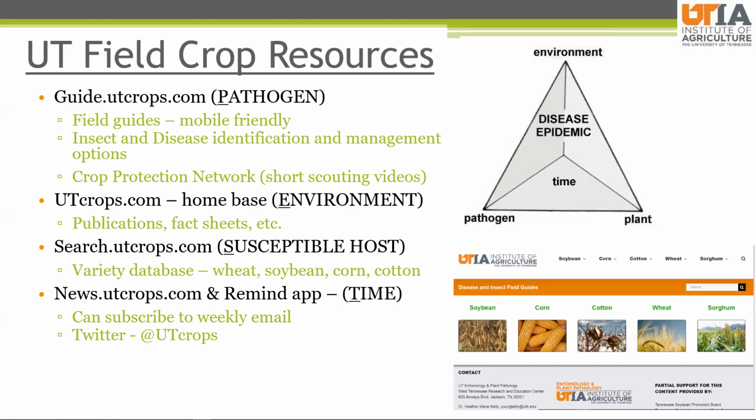And then also our variety database, search.utcrops.com. Still use your company information for your cultivars and hybrids, but you can always look to see if University of Tennessee has looked at it and the information we have gathered from it in our area in Tennessee and what you might expect, particularly for soybean and just more recently corn. I look at our CST varieties or hybrids with and without a fungicide and report that yield difference in our database there. And then lastly, we do have news.utcrops.com as well as a Remind app.